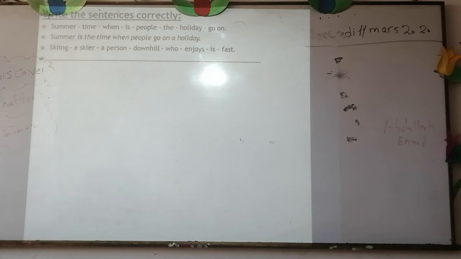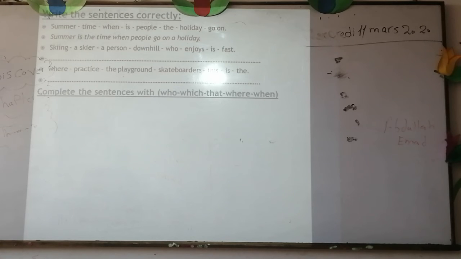Skiing, a skier, a person downhill who enjoys is fast. Where practice the playground, skateboarders, this is that. You're going to do it. Complete the sentences with who, which, that, where, or when. Okay?